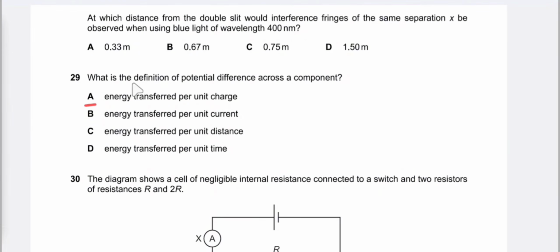Question number 29. What is the definition of potential difference across the component? The potential difference across the component is the work done per unit charge. Or instead of work, we can also write energy per unit charge. So the answer is A.